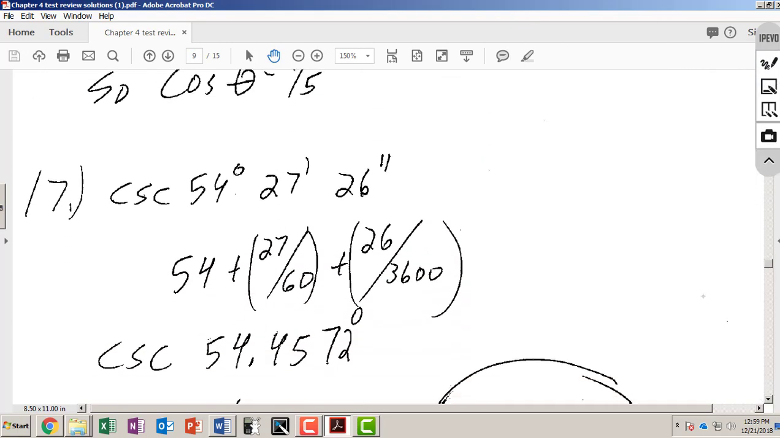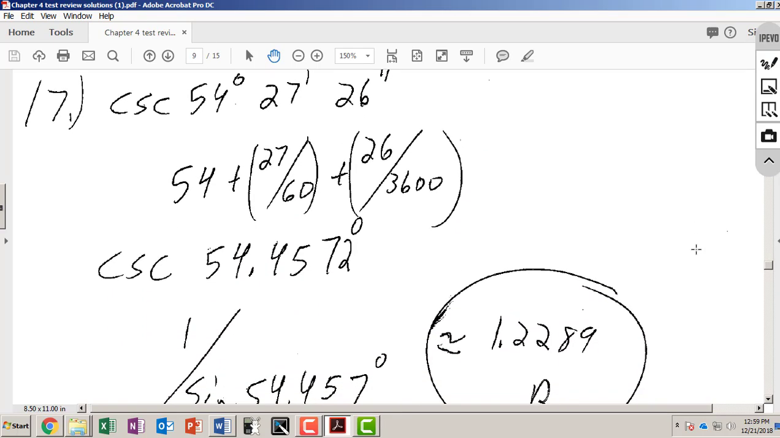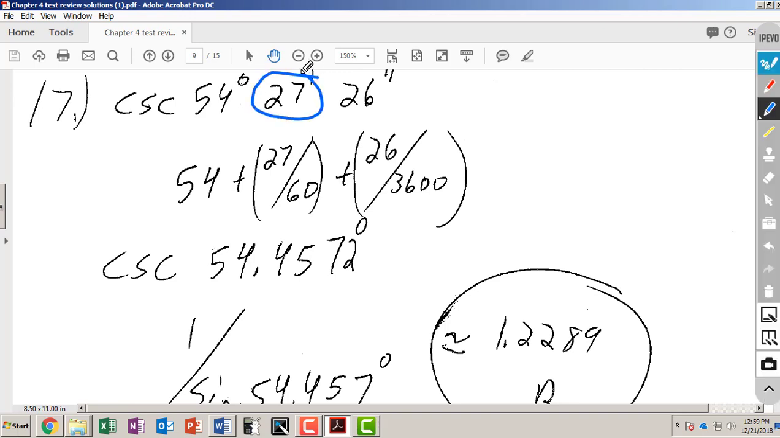On this next problem, number 17, it says we've got the cosecant of 54 degrees, 27 minutes, and 26 seconds. And the directions just say use a calculator to evaluate the function. Be sure the calculator is in the correct angle mode. But before I do that, I have to remember I've got to convert this 27 minutes to a decimal. And I also have to convert 26 seconds to a decimal.